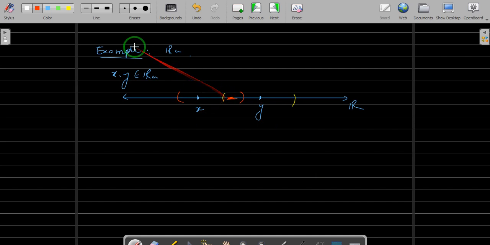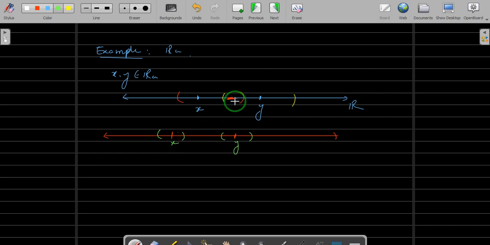Okay, so again in the same R, suppose you want to find other neighborhoods, you can always do that, which are disjoint. So we can find one neighborhood something like this, we can find another neighborhood something like this. X, this is Y. Now in this case, X will not be in this neighborhood and Y will not be in this neighborhood, and the intersection of both the neighborhoods is empty.